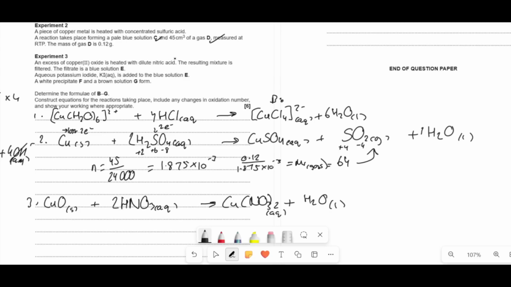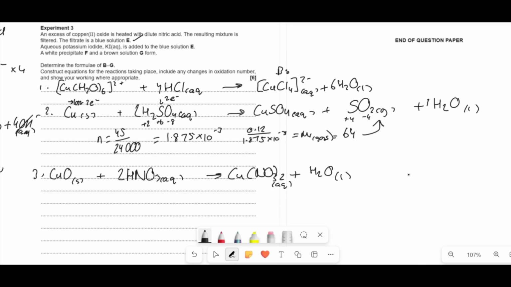So that's that. The resulting mixture, it's a blue solution E. So we now figured out what E is. E is that. And then what else? So it says here aqueous potassium iodide is added to E, and then you get a white precipitate and a brown solution. So we're adding this solution E.